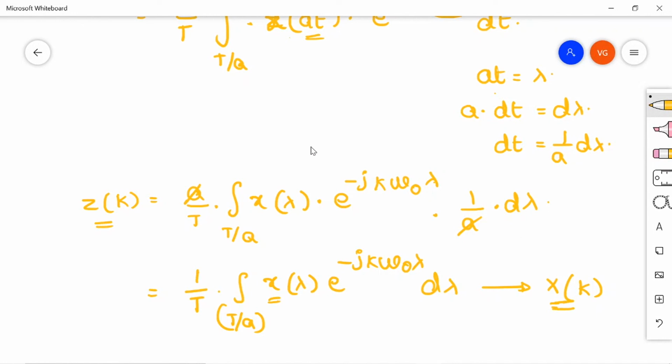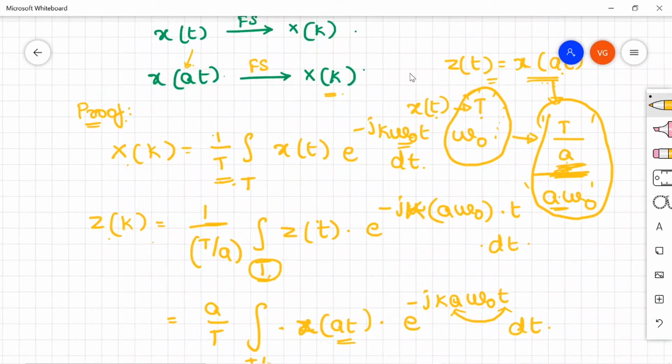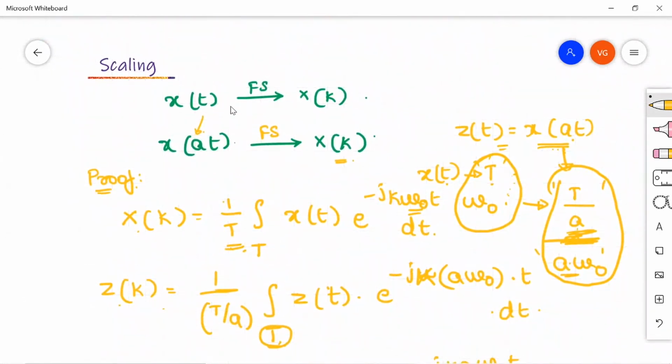That means the Fourier series coefficients of x of t and z of t are both the same, right? Z of t is the scaled version of x of t, that means x of a t. So the Fourier series coefficients of x of t and x of a t are identical, but the harmonic spacing is different. There the fundamental frequency is omega naught, but here you have a omega naught. Other than that, the coefficients are the same, even though you time scale the signal in Fourier series.